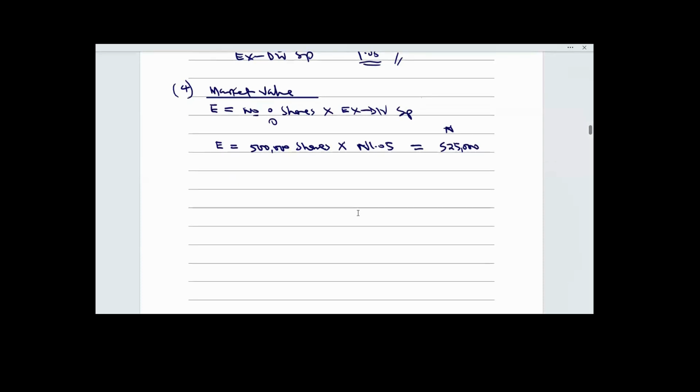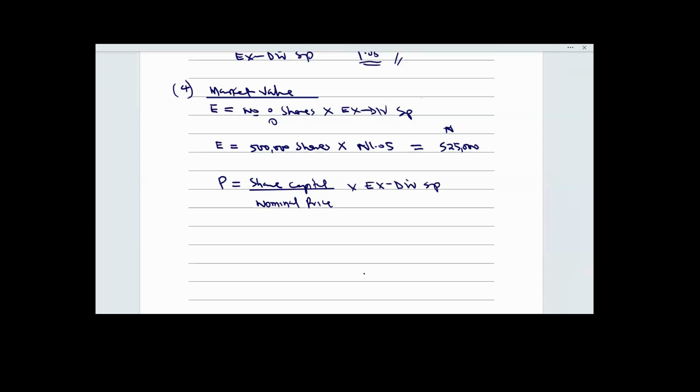According to the capital structure, we also have preference share. What's the market value of preference share? Again, I will go back to the question. Am I given number of preference shares? I'm not given number of preference share. Examiner only give me the share capital. Therefore, to calculate the market value of preference share, I would then say share capital divided by nominal price multiplied by XDIV share price.